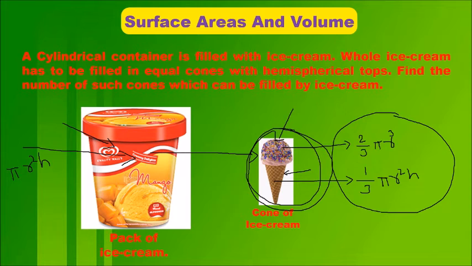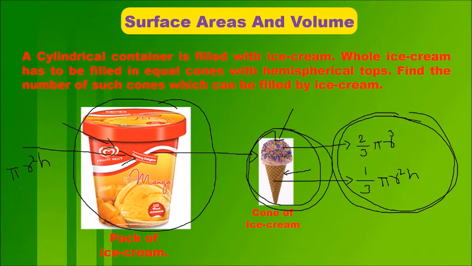After that, we have to divide the total volume of this ice cream by the volume of ice cream used in one cone. That means we have to divide pi r square h, where we put the values of radius and height of this container. After finding the volume of this container, we have to divide it by these volumes, that means 2 upon 3 pi r cube plus 1 upon 3 pi r square h. Then we can find out the number of such cones which can be filled by the ice cream.